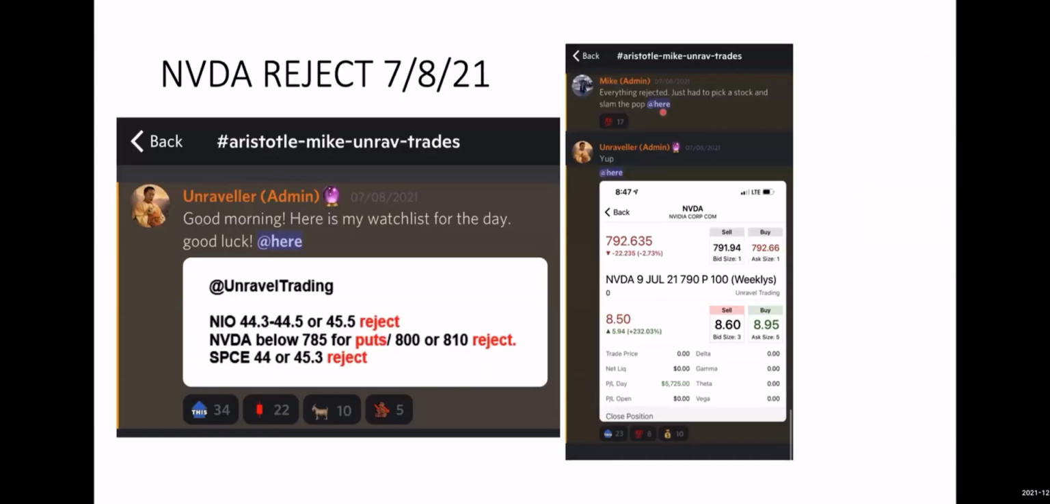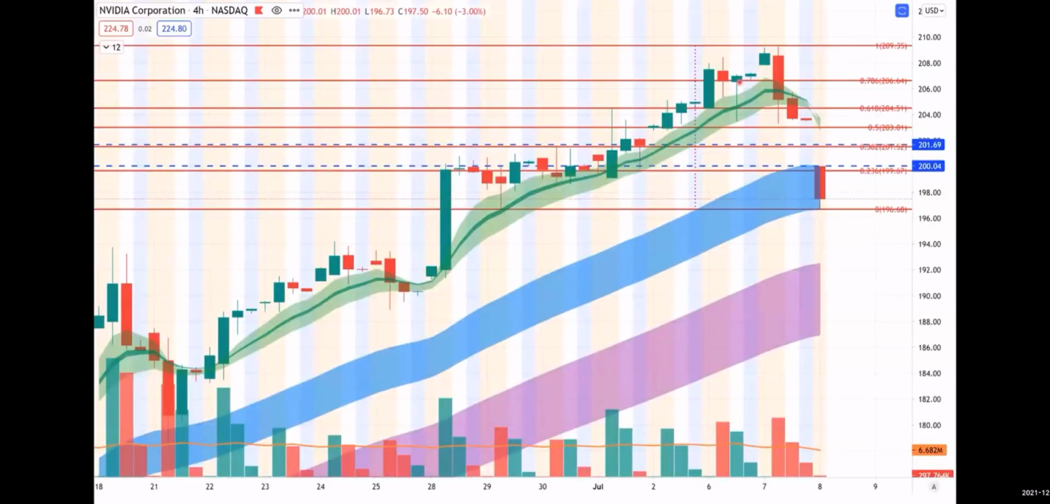Okay, and then NVIDIA reject. NVIDIA had strong selling pre-market. So we wanted to take rejects below 785. This was before the split. Sorry, 800 or 810 reject, or below 785 for puts, right? So NVIDIA strong selling. You guys can see this. Overnight it gapped down due to some bad news. I posted this before the split, but I took the screenshot after the split. So times 4, right? 200 into 4 is 800. Okay, so this was one of the reject spots.